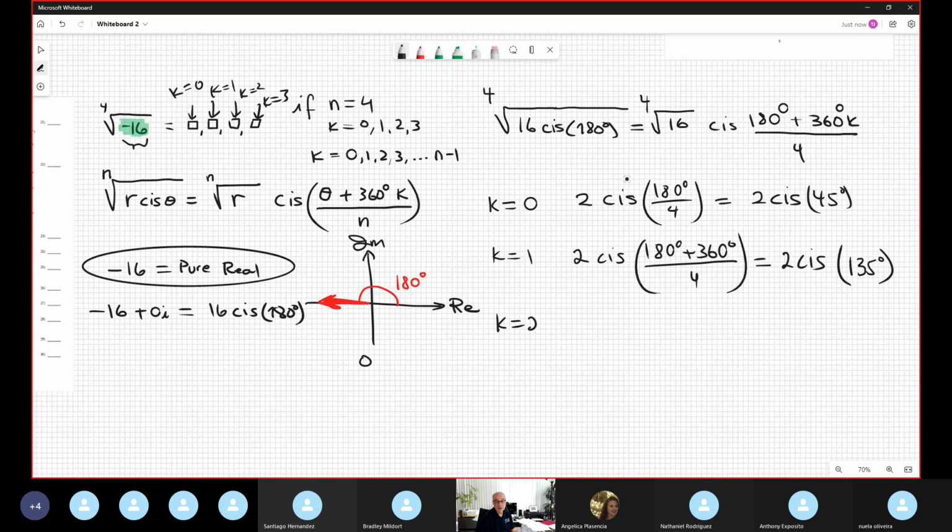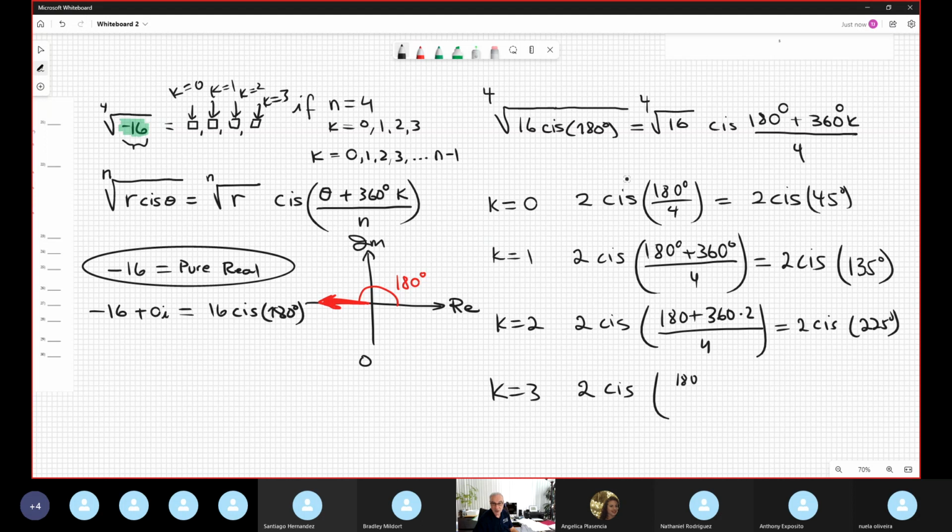K equal to 2, exactly the same. This is 2 cosine i sine of 180 plus 360 times 2, because K is 2 now, divided by 4. 360 times 2 is 720, plus 180, divided by 4, and the answer is 225. 2 cosine i sine 225 degrees. And last, K equal 3 is 2 cosine i sine of 180 plus 360 times 3, because K is 3 now, divided by 4, and the answer is 2 cosine i sine 315 degrees.